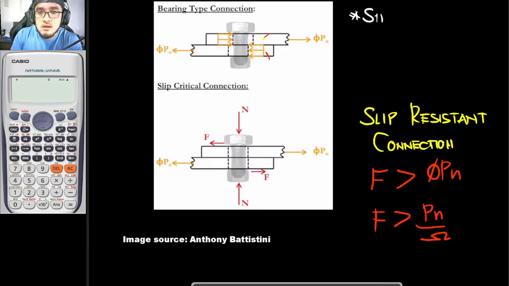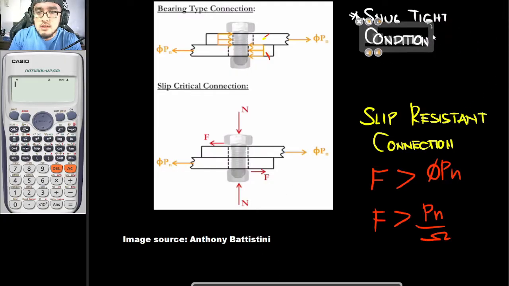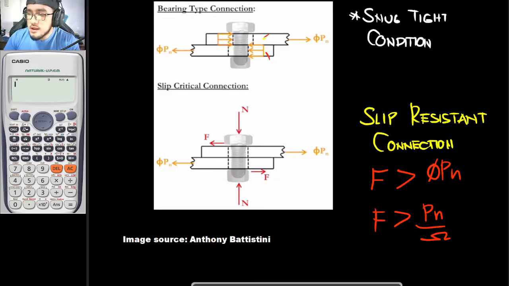So, snug tight condition. Wait, let me move this, maybe you haven't finished reading it. Okay, so snug tight condition. And this snug tight condition is, well, the tightness of your snug tight condition is attained by the effort of a person using a spud wrench only.